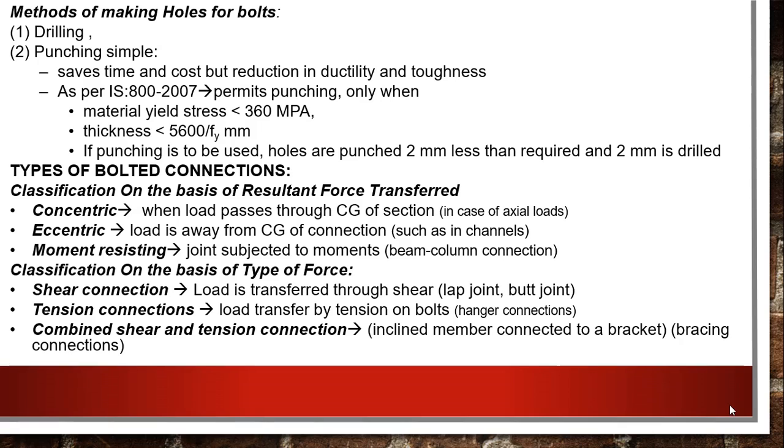axis of the member. Number two is eccentric, when the load is away from the CG of the connection, such as in case of channels. And number three is moment resisting, where the joint is subjected to moment, as in case of beam column connection.